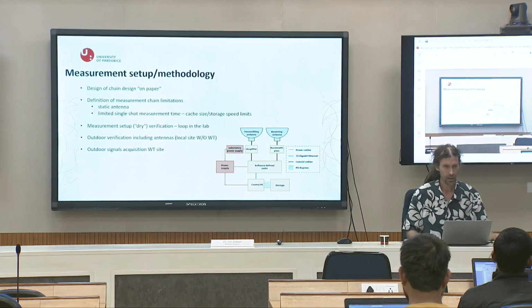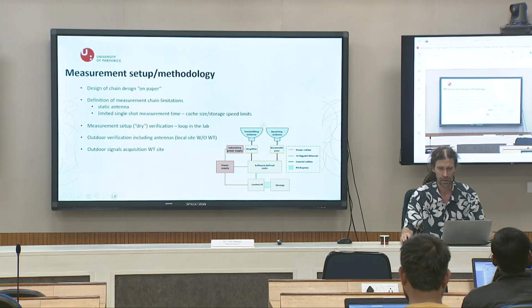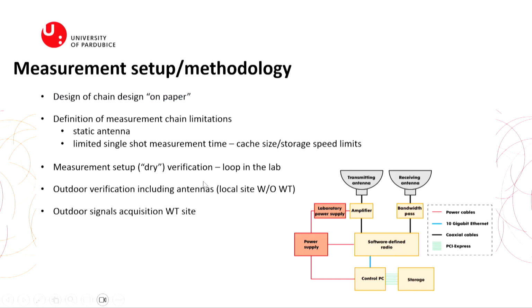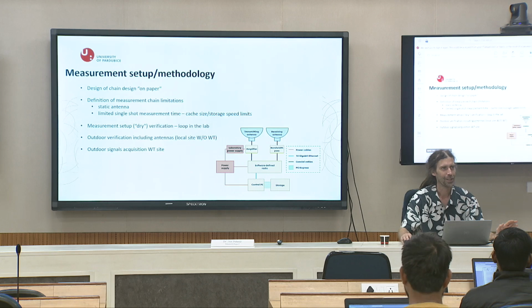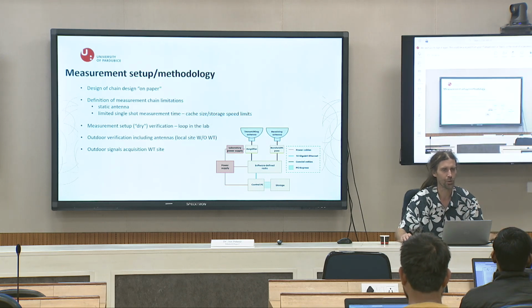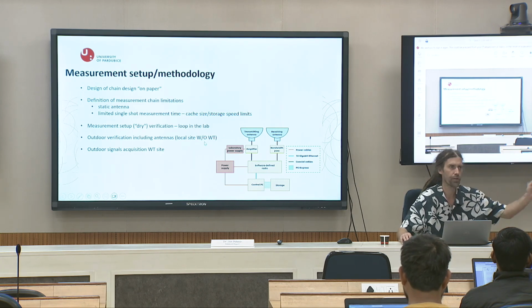So first we make measurements like dry verification, when we just interconnect all things and test in our laboratory, without measurement of real data. But you need to validate that everything is working, and be sure, because on the first try, second try, something will always be wrong. So you need really careful testing before you go outside. Then we make outdoor verification, including antennas. It was on a closed local site without wind turbines, just for verification.